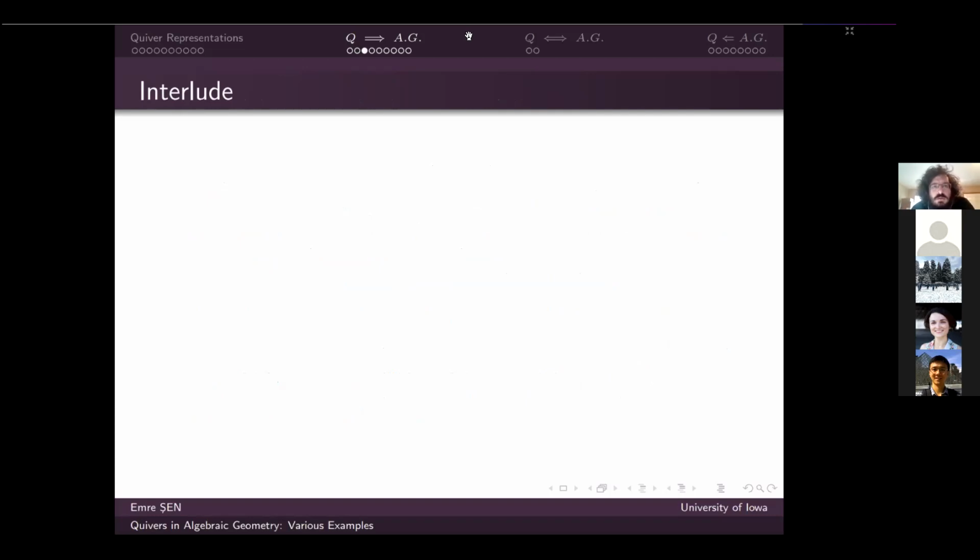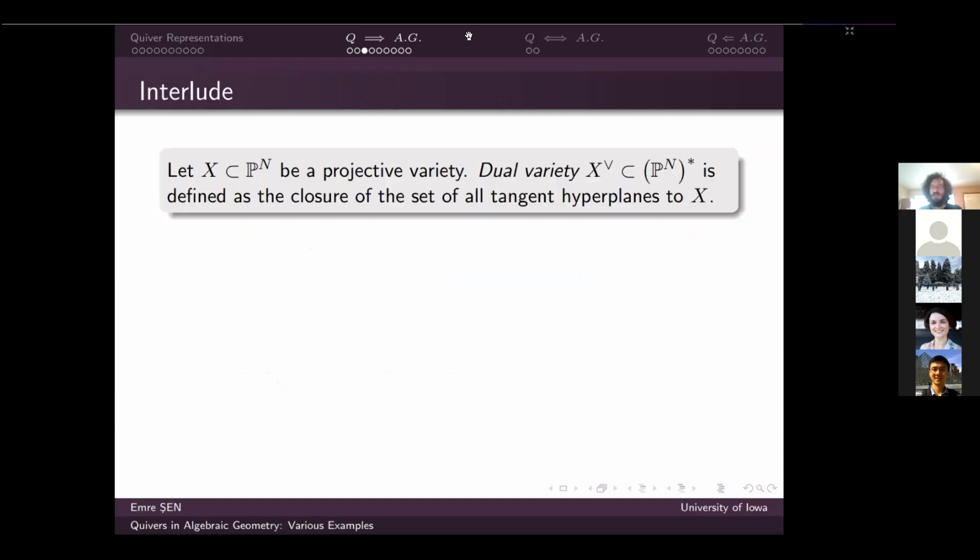So now let's go back to a more geometric thing, also a historical one. So what is a dual variety? Let's start with a projective variety in PN. A dual variety is basically the closure of the set of all tangent hyperplanes to X, right? And we need to take the closure, otherwise we will not get the picture.